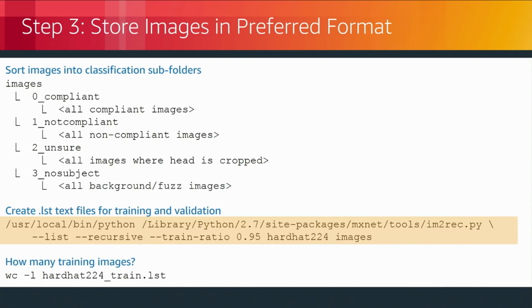So we create a list. It's prefixed with hard hat 224. You'll find out why in a tick. And it's going through the images folder. And the next thing we need to do is get a line count of that. See how many images we've got, because that comes into play a bit later.